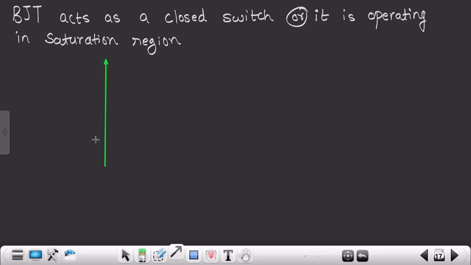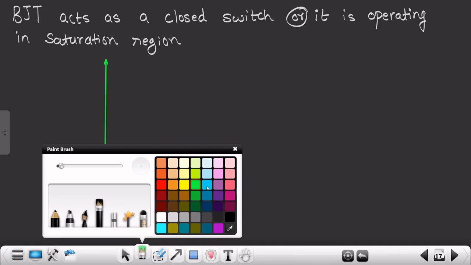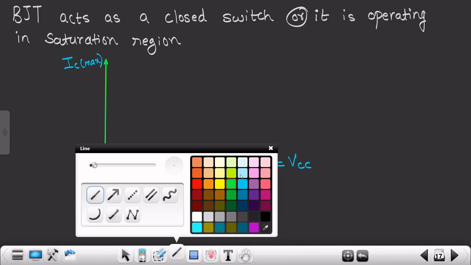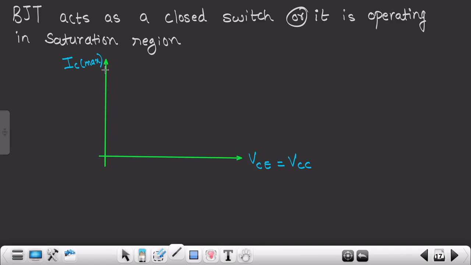That is the output characteristic of BJT. This is your VCE, which would be VCC, the maximum value, and this is your IC or IC max. And we all know the DC load line is drawn between two maximum points. So we'll just draw a rough DC load line. Let's suppose this would be the maximum point for the output current, and this would be the maximum point for the output voltage, right?